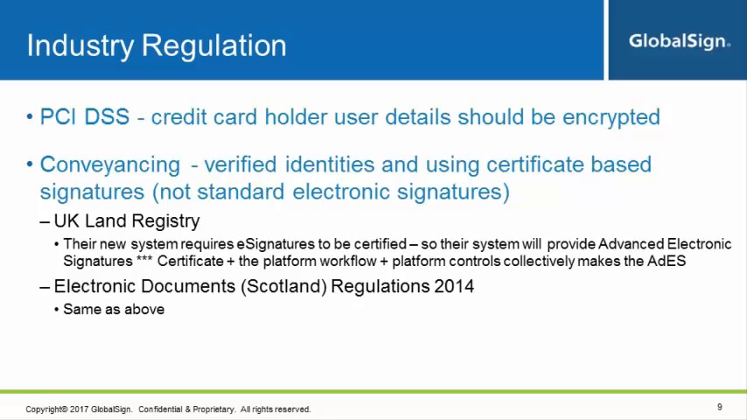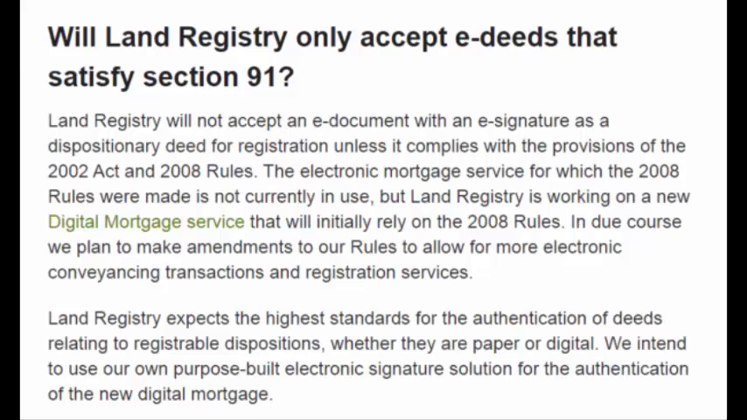So in conveyancing, you now have to use a digital certificate that provides a validated signature of the user, where the user's been through a verification process with a certification authority, or through a government eID program, or from a bank, credit union and beyond. Such examples are the UK Land Registry. Their system now won't allow you to use a standard electronic signature. It will only allow you to use an advanced electronic signature.